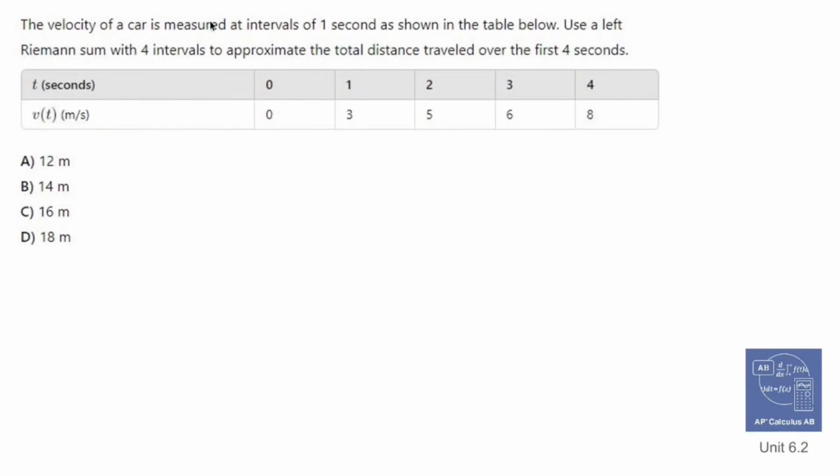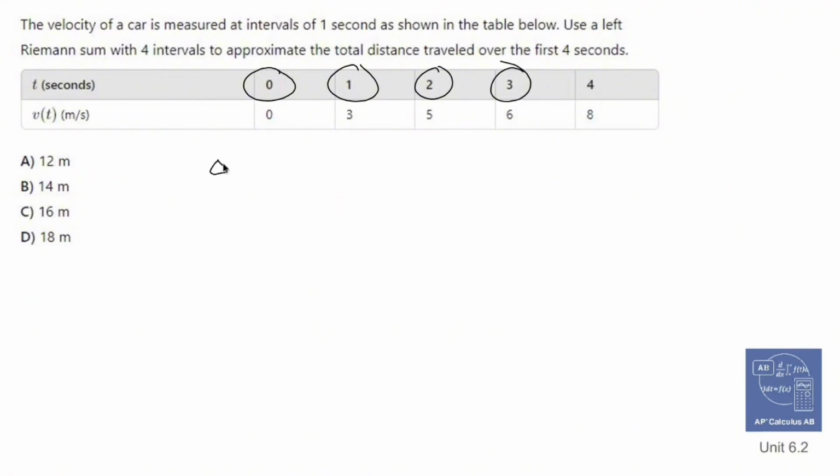The velocity of a car is measured at intervals of 1 second as shown in the table below. Use a left Riemann sum with 4 intervals to approximate the total distance traveled over the first 4 seconds. So here's my first 4 seconds. If I wanted to focus on the left-handed Riemann sums or the left-handed points, it would be these numbers right here. Now it's 4 seconds with 4 intervals.